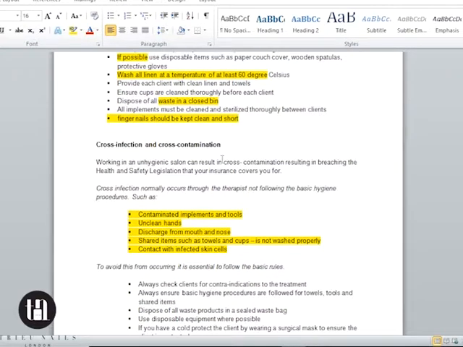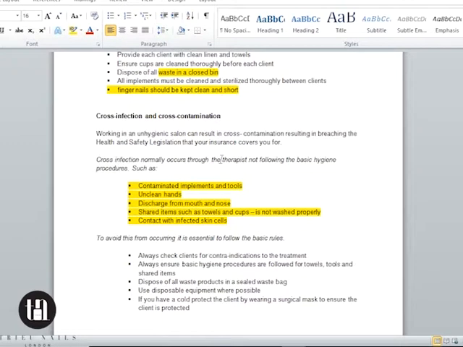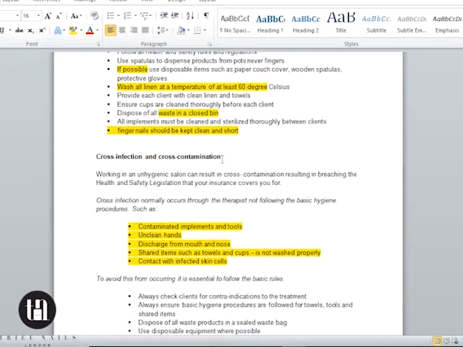Obviously on this point, depending on what kind of service you're providing, if it's nail art with acrylics, then you do want to promote your own nails, then do so, but make sure it's quite practical. So the reason for all these basic hygiene points is to prevent cross-infection, cross-contamination.